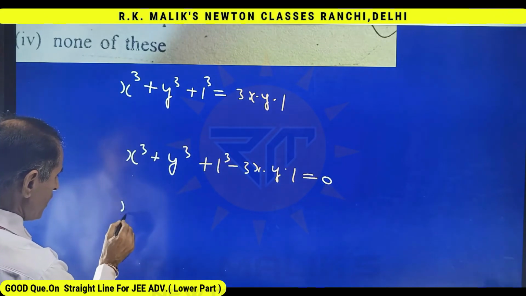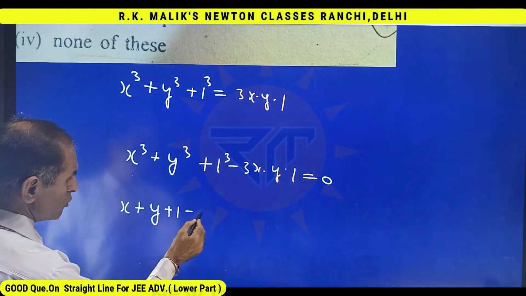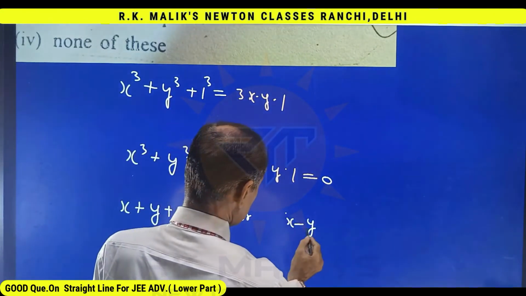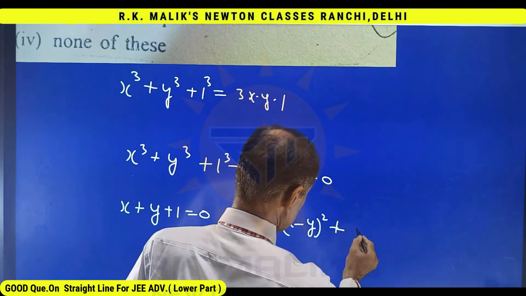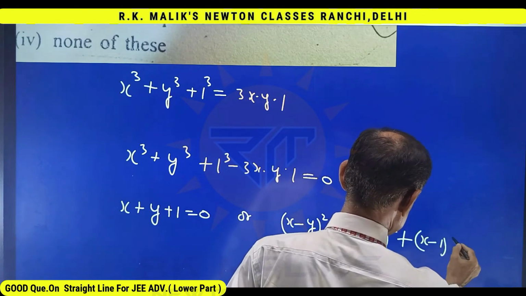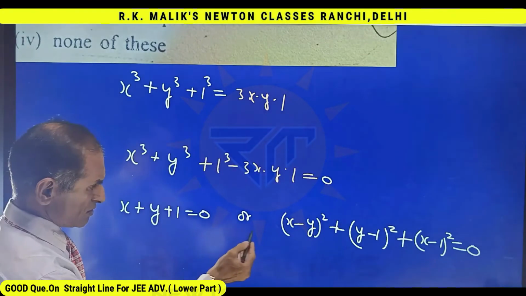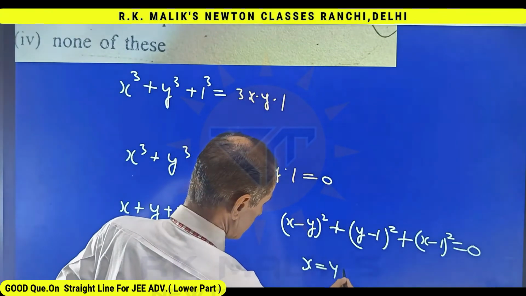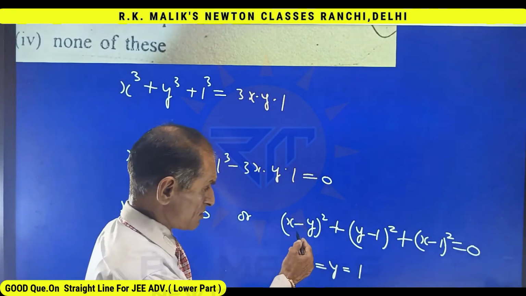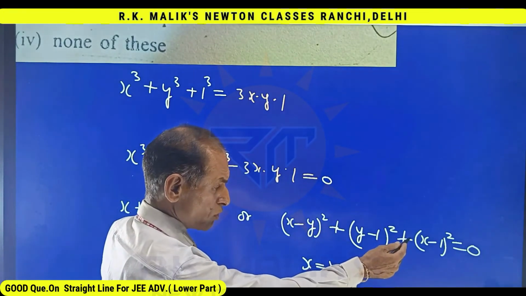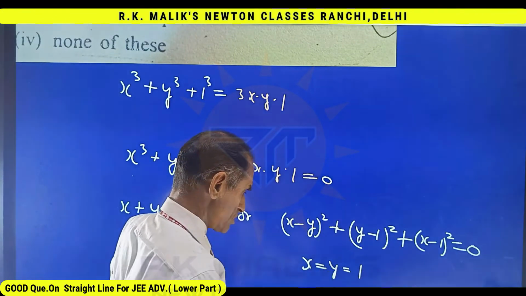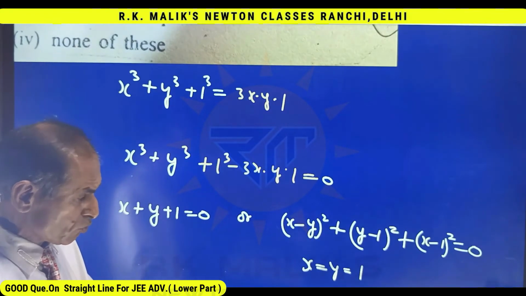Hence this means either x plus y plus 1 is 0 or (x minus y) whole square plus (y minus 1) whole square plus (1 minus x) whole square equal 0. And this implies that x is equal to y equal to 1. Because these are squares of real quantities, they are all greater than or equal to 0. Therefore, the sum equal to 0 is possible only if each is 0. That is x equal to y equal to 1.